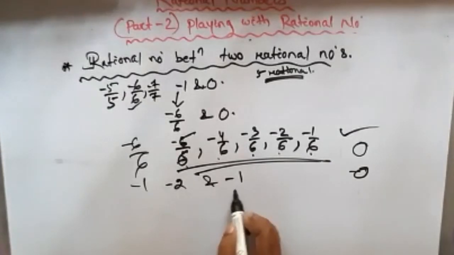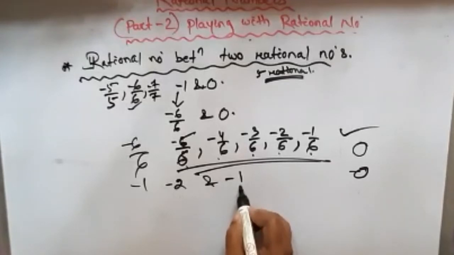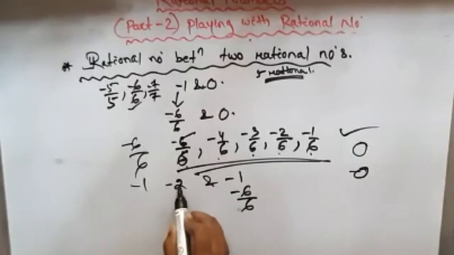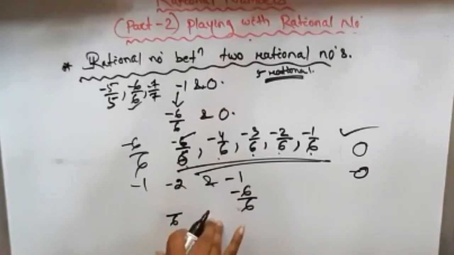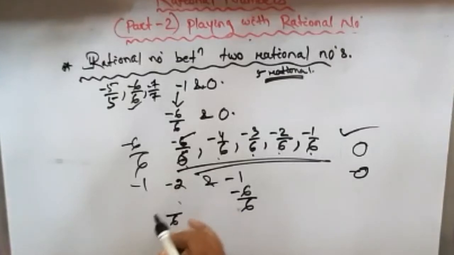Now I'll take minus 1 as minus 6 by 6. Here, if I'm taking minus 2, I have to take the denominator as 6, because I want to find the rational numbers with the same denominator. If my denominator is 6, what should I write here so that I get minus 2 as my answer? If I write minus 12, I will get my answer as minus 2, minus 12 by 6.